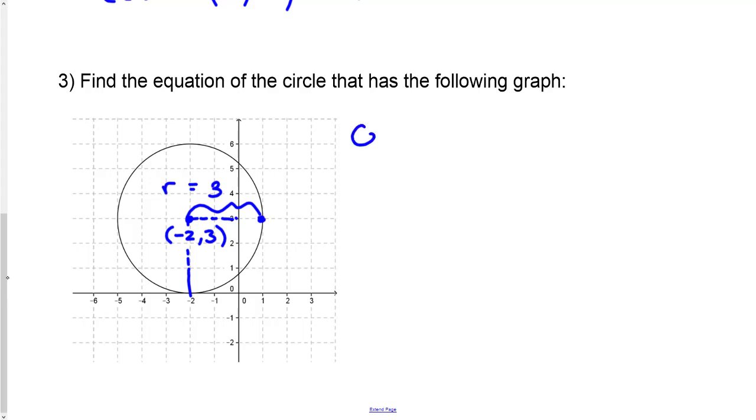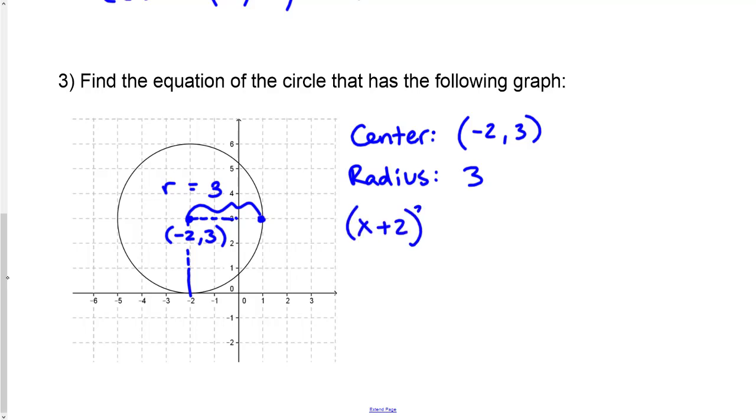So I have a center located at negative 2, 3, and my radius is 3. So the equation of this circle is going to be x plus 2 quantity squared plus y minus 3 quantity squared equals 9.